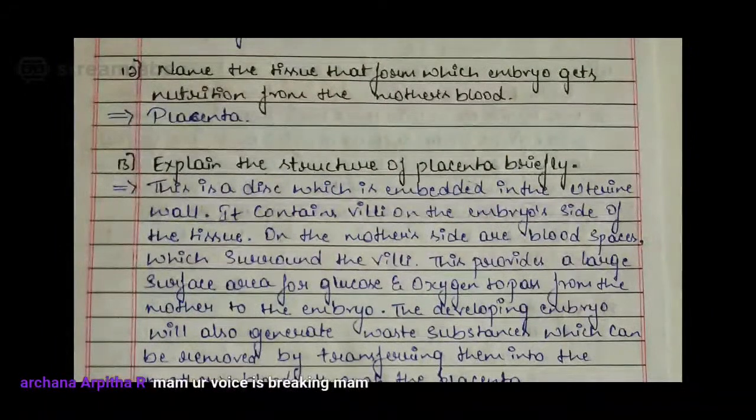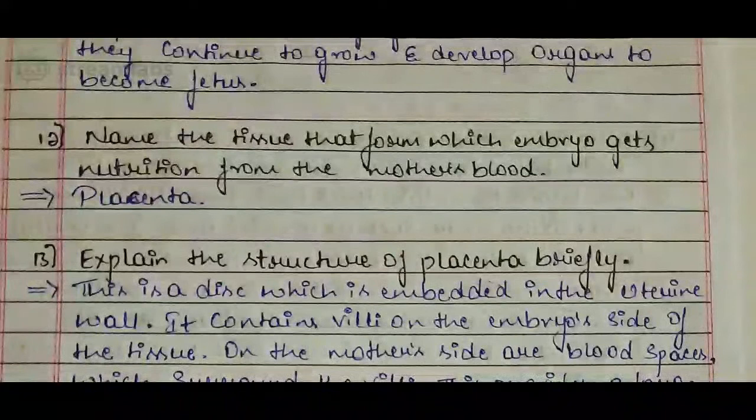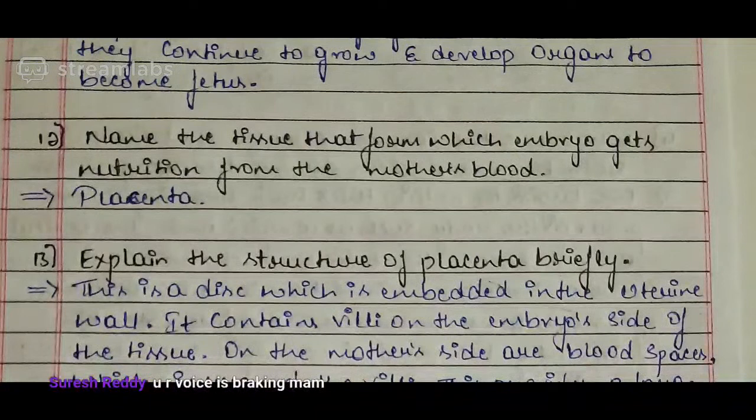Name the tissue from which the embryo gets nutrition from the mother's blood. It is the placenta. The placenta helps in providing nutrition to the embryo or fetus.